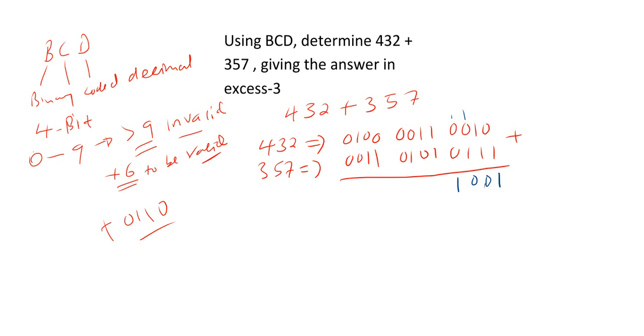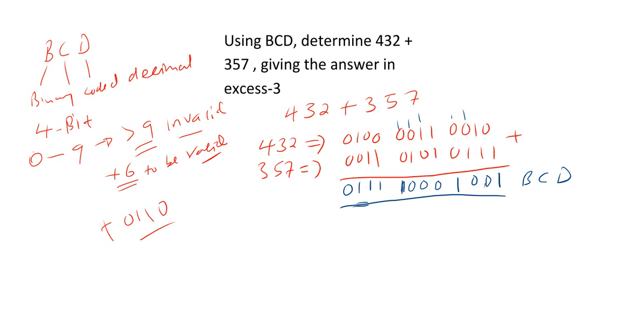Then in the second group, we have 0 carry 1, 0 carry 1, 0 carry 1, 1. And when you convert it, you get 8, which is valid BCD. Then lastly we had the rest, which is 1110, and this is 7, so it is valid BCD. So here we are not adding 6 to make it valid. So this is our addition, but this one is in BCD code.